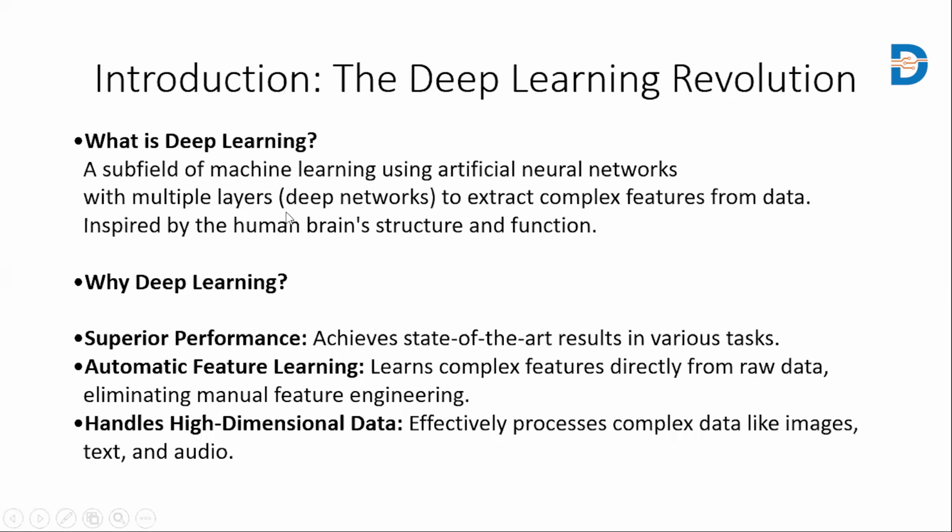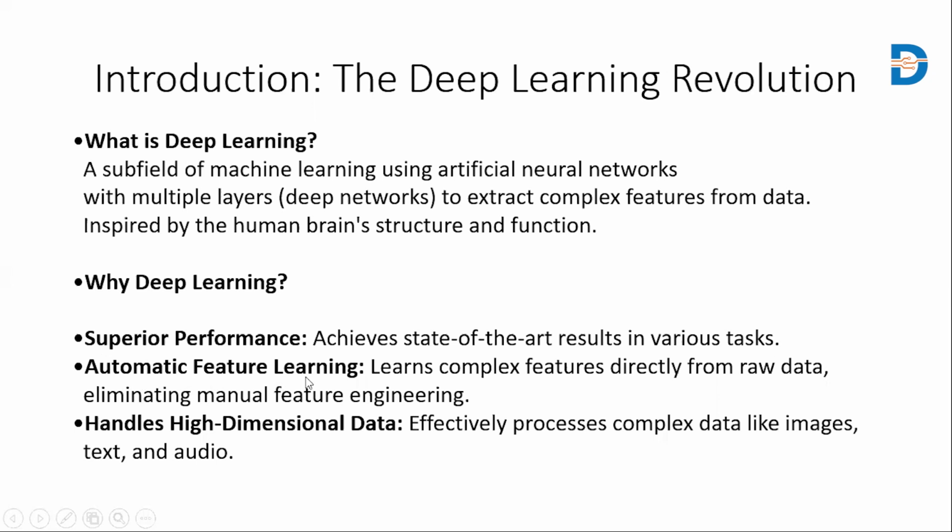If I want to give you a brief introduction about these layers in deep learning, it has three layers: input layer, hidden layer, and output layer. The input layer takes input from the data, it processes that input in the hidden layer, and it gives us the output. Now the question is why there is a need for deep learning, though we have machine learning. The first key feature is superior performance. It achieves state of the art results in various tasks. So if we have any complex task, it gives us very good performance.